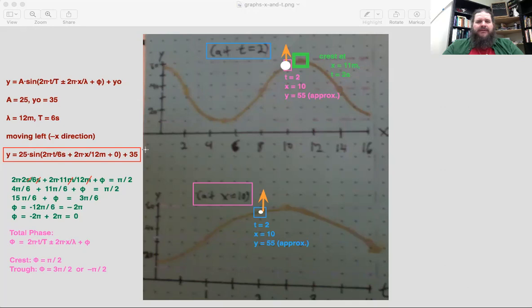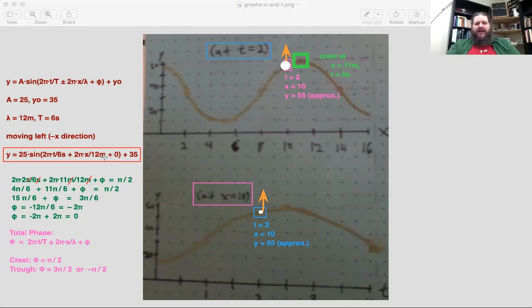Any other questions on that one? Can you also, instead of using the total phase equation, if you did y of x comma t equals the whole equation, couldn't you just plug in values for x and t there? Yeah, that would also work. You could go back to the whole equation, plug in 11 for x, 2 seconds for t, and then plug in 60 for y, because that's the y value at that point.